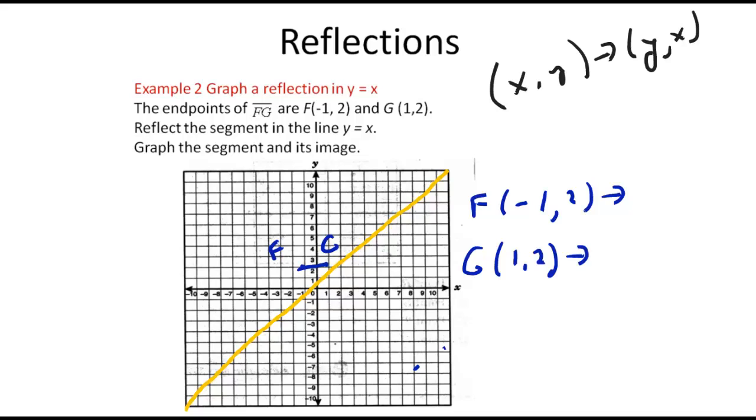So when I change -1, 2, it becomes F prime at 2, -1. And when I do the G, it becomes G prime at 2, 1. So now I'm going to go plot those 2 points. So I just went and plotted point F, and I plotted point G, and that's a reflection across the line y equals x. If I think about taking my paper, that's what a reflection is, and flipping it across the line, those two would land right on top of each other, the blue and the red.